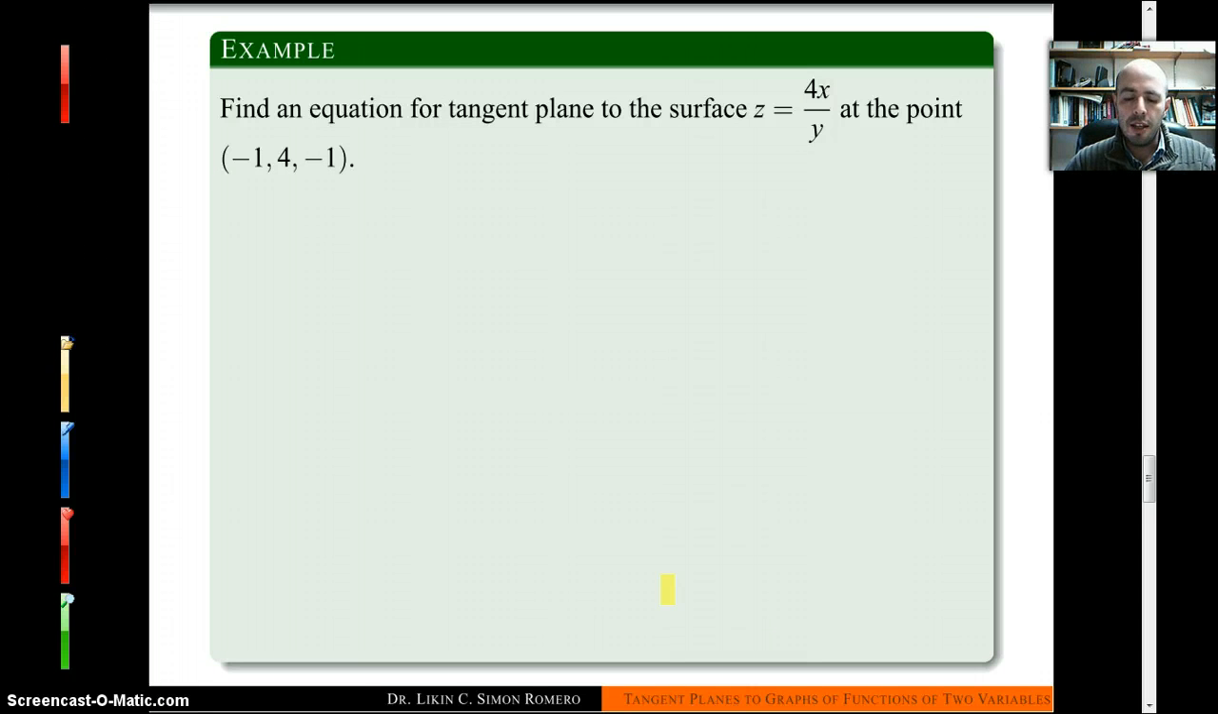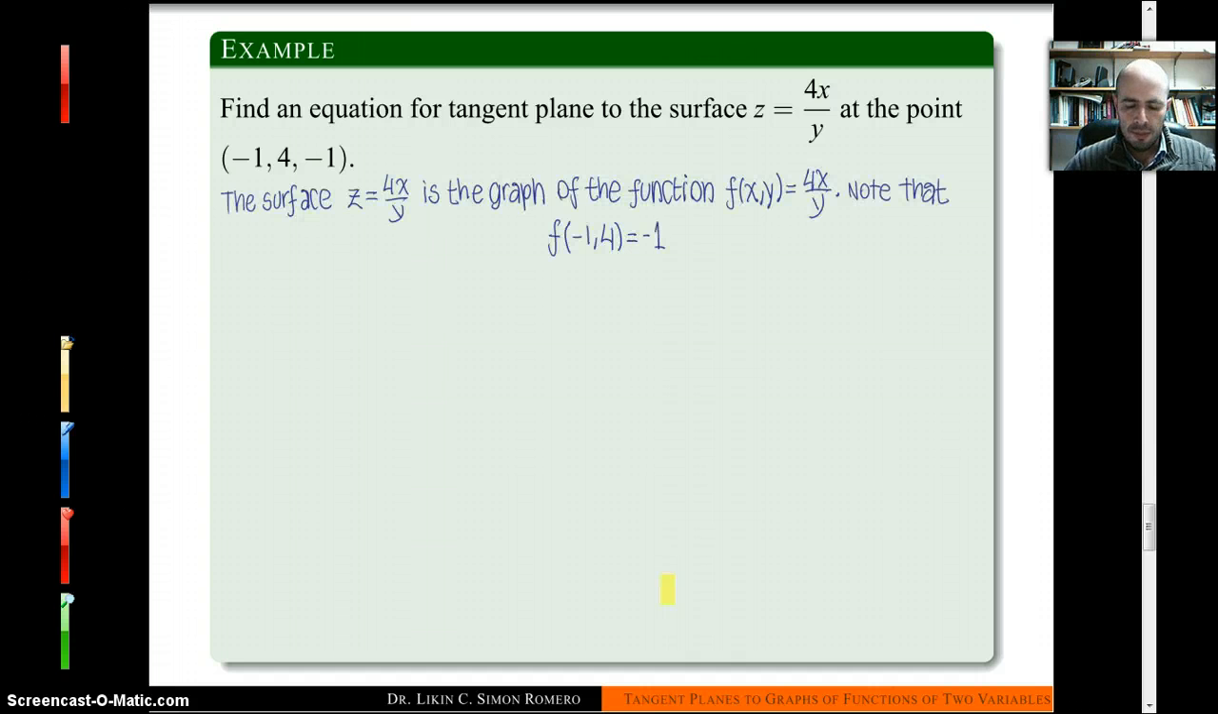Find the equation of the tangent plane to the surface z equal to 4x over y at the point given in here. So this surface is actually the graph of a function of two variables. Why? Because the z is solved, and the function is 4x over y. Note also that when you evaluate f at the x and the y that is given, the thing that you obtain is the value of the function.